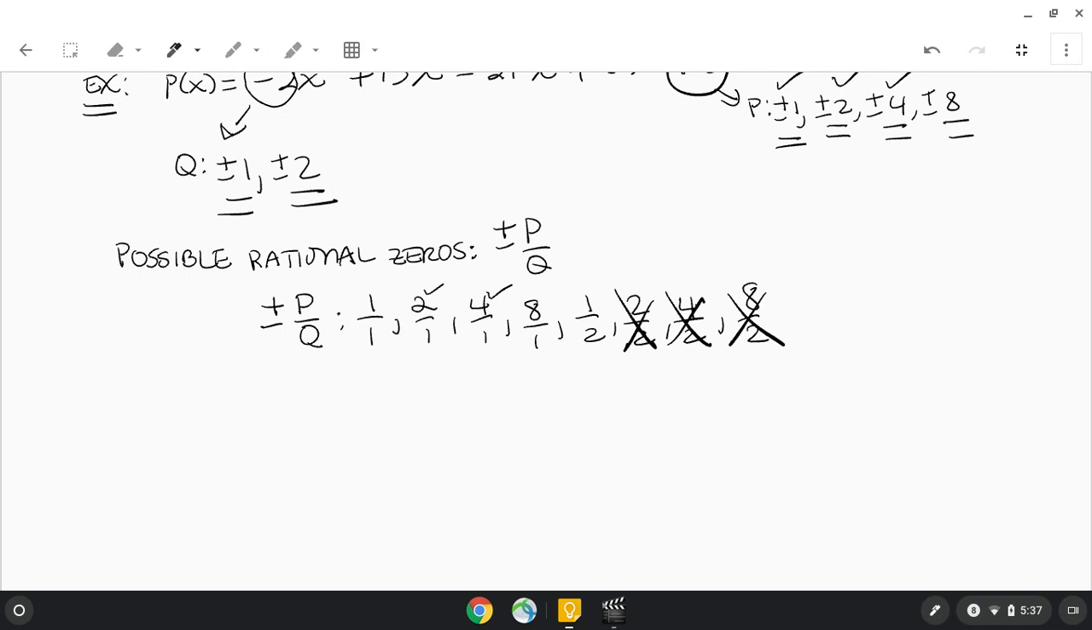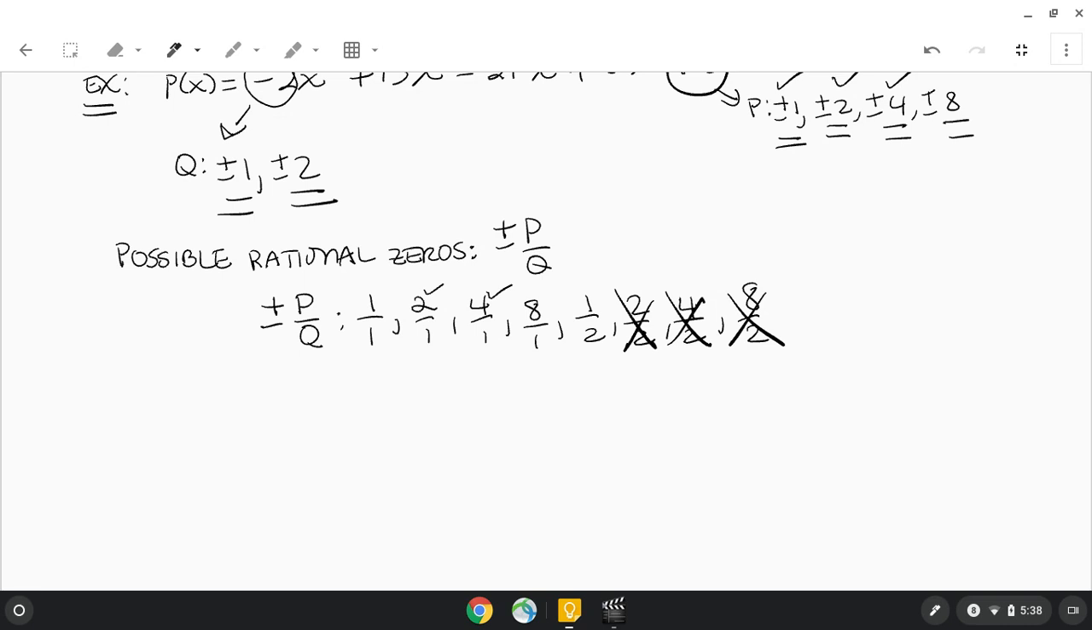So if you have a rational zero here, then that means that it's going to be either positive or negative 1, positive or negative 2, positive or negative 4, or positive or negative 8, or positive or negative 1/2. Okay?